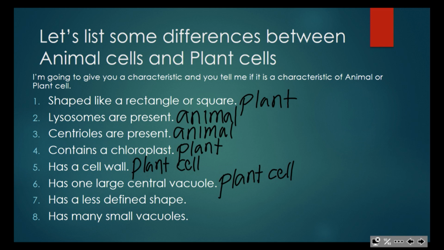Okay? 7 says has a less defined shape. Well, the plant cell is the one that's always square or rectangular or has a very geometric shape to it. The animal cells are less defined. They kind of have a lot of different shapes depending on what the cell's doing. And then the last one here, 8, has many small vacuoles. Well, the plant cell has the large central vacuole, and animal cells have many small vacuoles, so animal here.